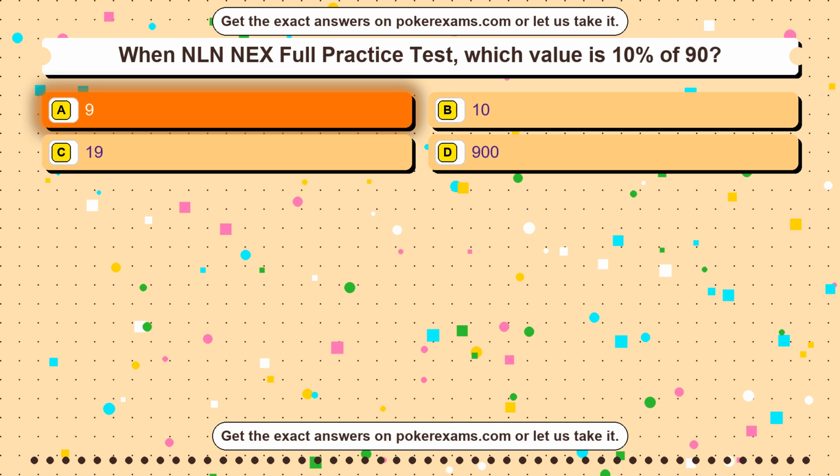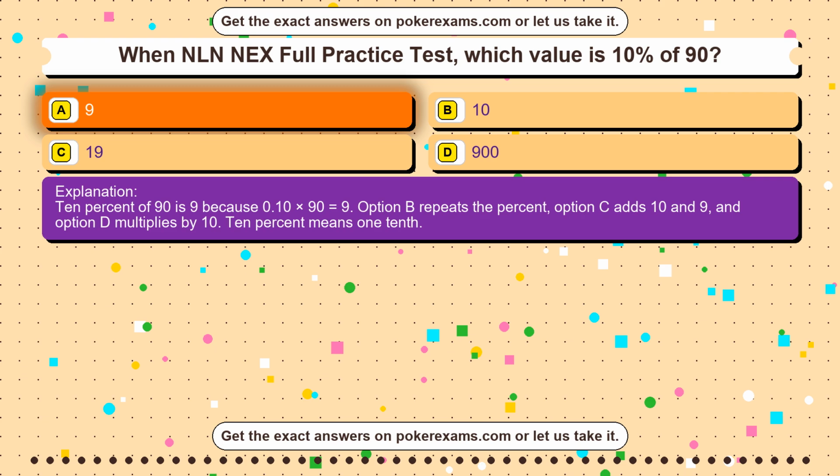9. 10% of 90 is 9 because 0.10 times 90 equals 9. Option B repeats the percent, option C adds 10 and 9, and option D multiplies by 10. 10% means 1/10.